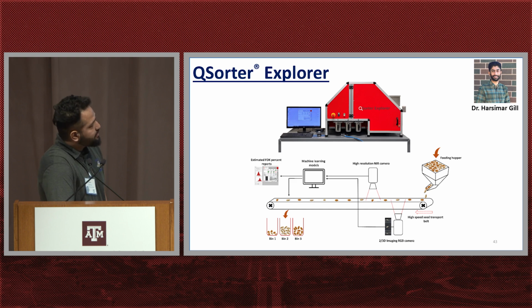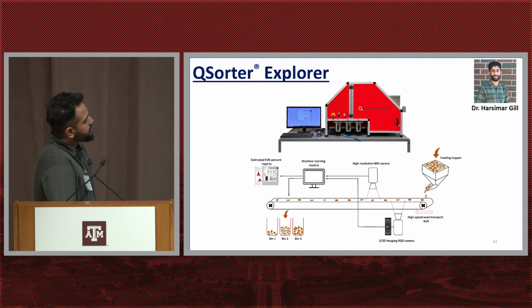So basically, this is an AI machine. How it really works is that I will show you a blueprint over here. You have a feeding hopper, so you put your FDK infected sample over here, and it has a belt. The belt transports a single kernel at a time, and there are two different cameras, NIR and RGB cameras. Single kernels are taken through this belt, and the camera captures a picture every time a kernel passes through that area. This works at a speed of 30 to 40 seeds per second. And this data is collected and further analyzed using different machine learning models.